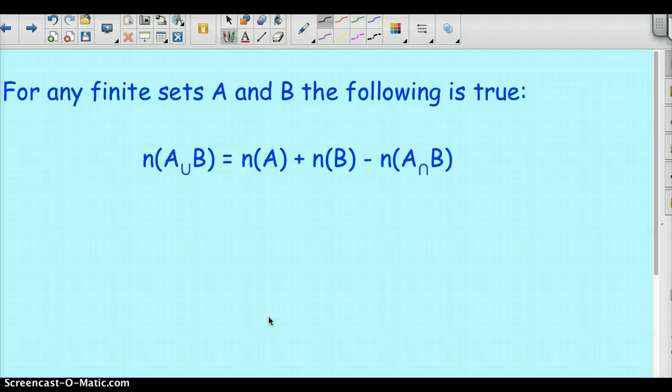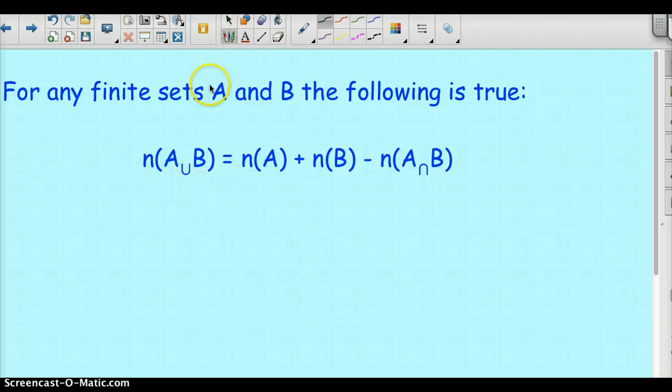Now, pay attention this time. Here's a formula coming up that we often mess up because we don't remember it and don't focus on it. Let's look at it. It's real simple. It says the number of elements in the union of A and B is equal to the number of elements in A plus the number of elements in B minus the number of elements in A intersection B.